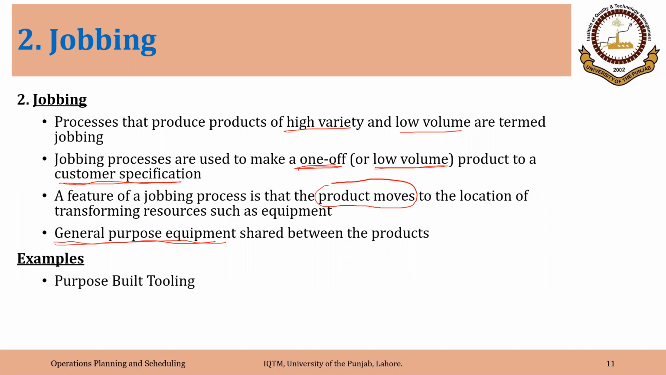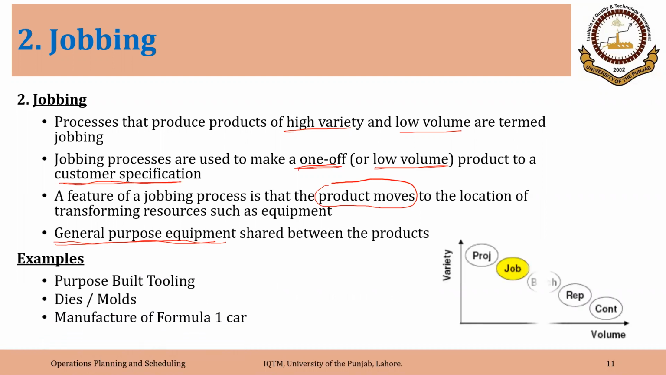Examples are purpose-built tooling, dies, molds, manufacturing of a Formula One car, and we will see a couple of examples in the following slides. So variety is conceptually slightly lower than projects and volume is relatively high.